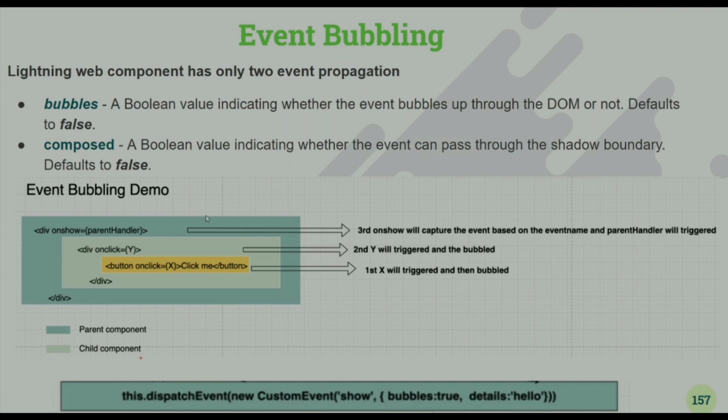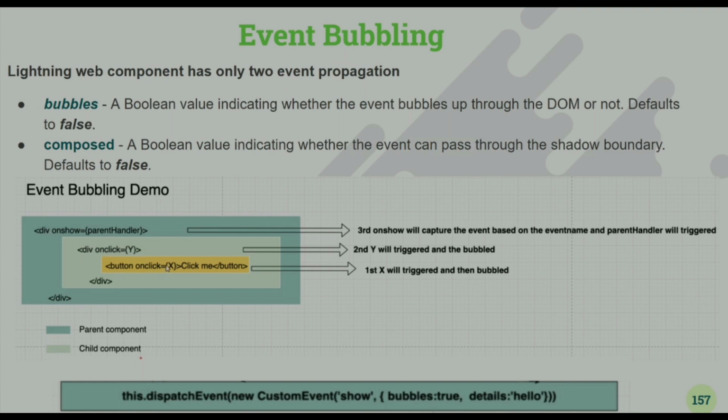I'll give you a basic example through this diagram. I created a button, click me. That button has an onclick event handler. The button has a parent div with an onclick, and that div has another div with another method, onshow or something. If you see these two labels, the light shades and the yellow one are the child components and the dark green is the parent component.